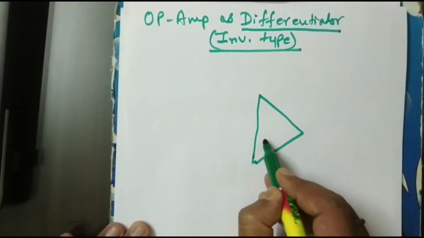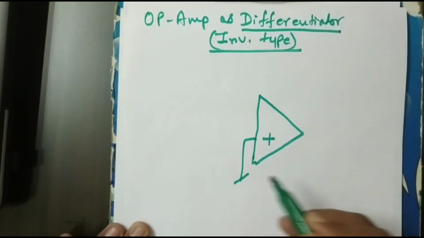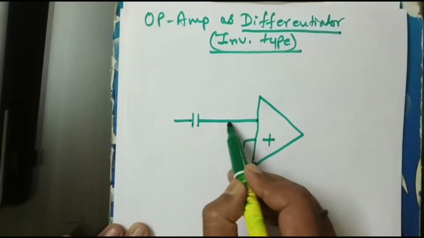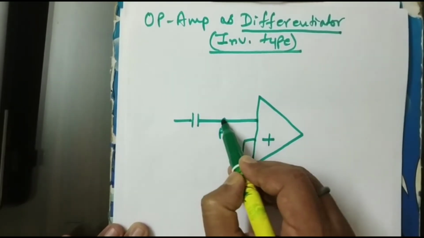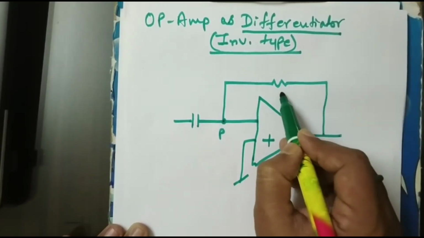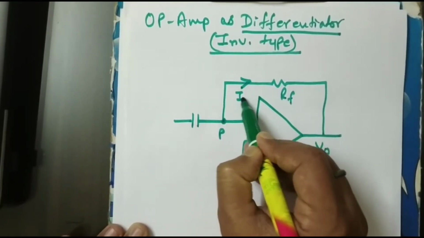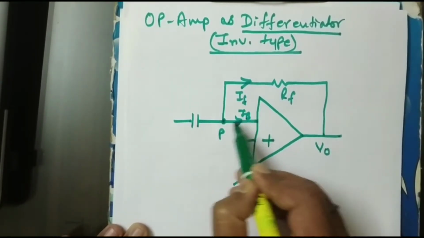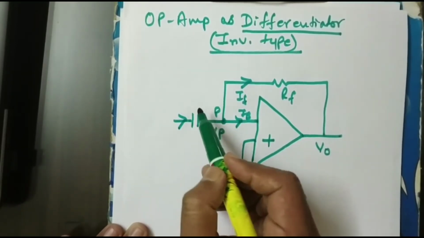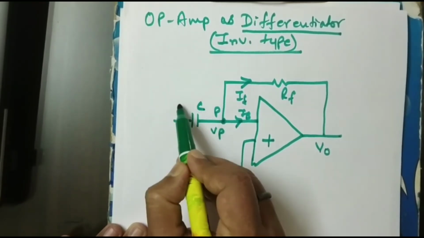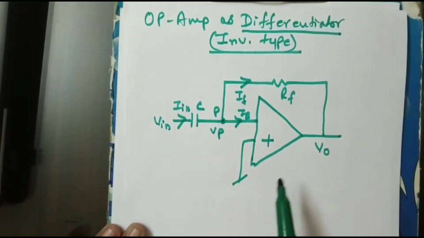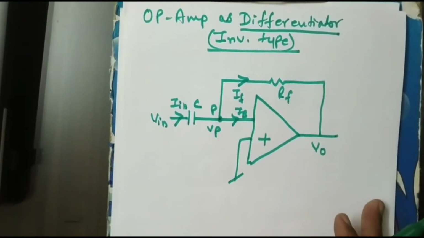The op-amp is used in the inverting configuration, therefore the non-inverting terminal is grounded. Now apply a capacitor at the input. This is point P, and from here a feedback resistance RF is connected. The current flowing through it is IF, the current flowing through is IB. This is point P and the voltage here is VP. The current flowing through the capacitor C is IN and the applied voltage is Vin. So this is the diagram for the capacitor.